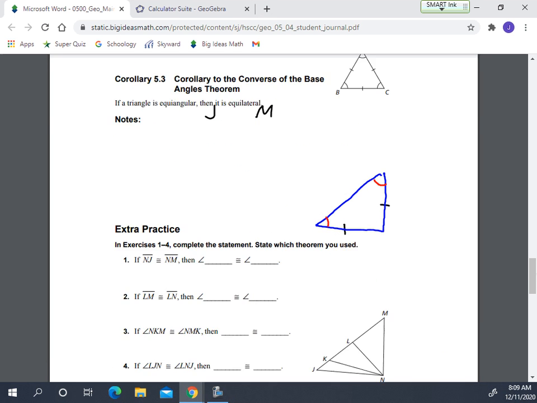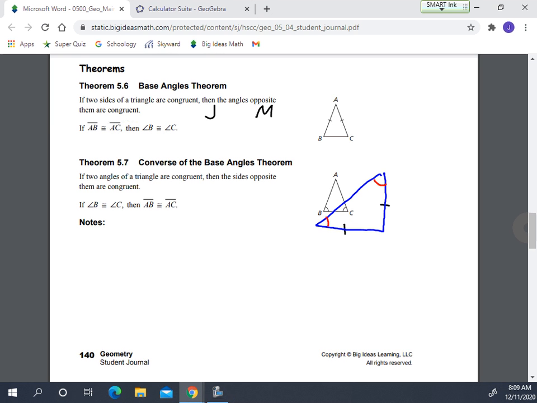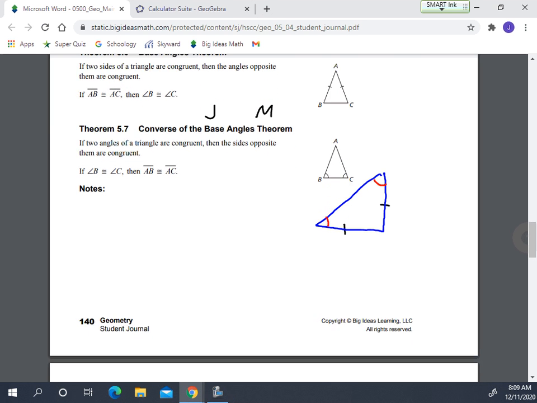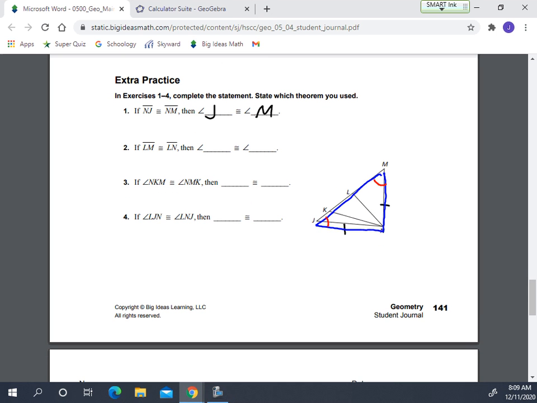Well, let's scroll up and see that if two sides are congruent, then the angles opposite them are congruent. What's the base angle theorem? Right, so if I scroll back down here, it's the base angle theorem. Perfect.